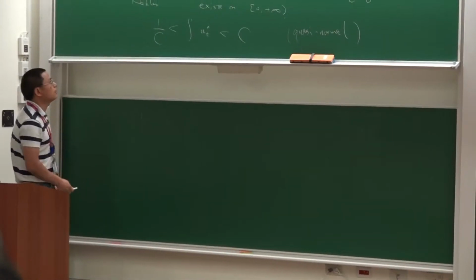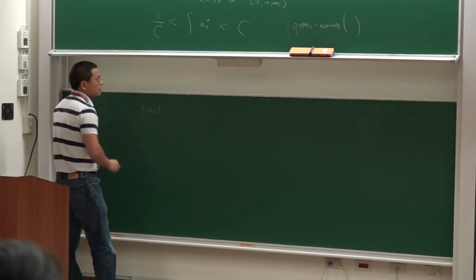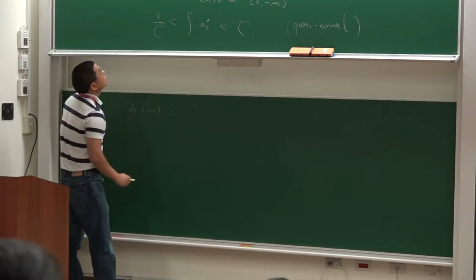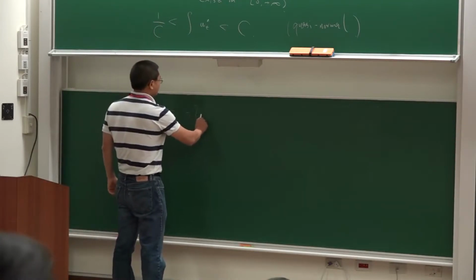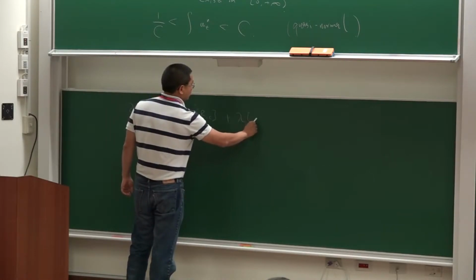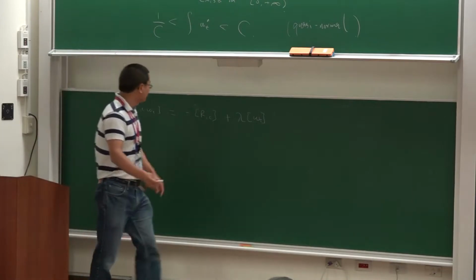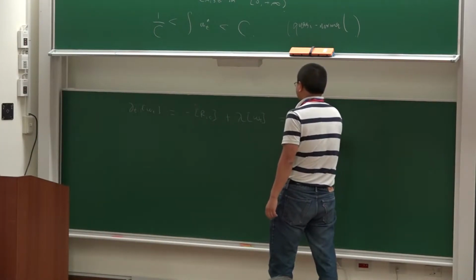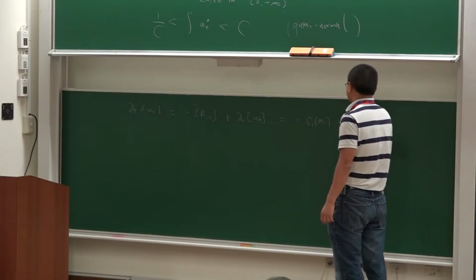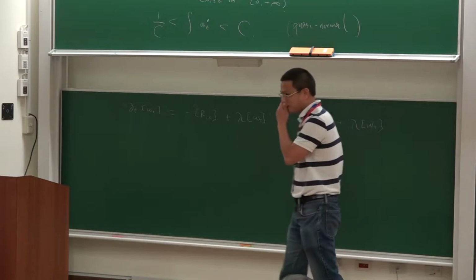So one can calculate the evolution of the Kähler class. Let omega t be the Kähler class. You evolve the Kähler class, and you see this will be the negative of the Ricci plus lambda omega t. And then this negative Ricci becomes negative 2π c1 of the manifold plus lambda omega t.